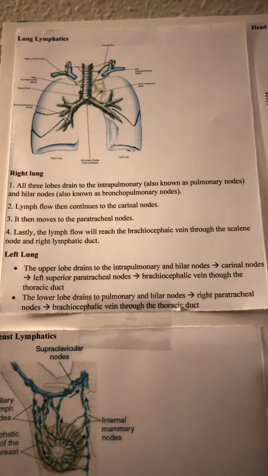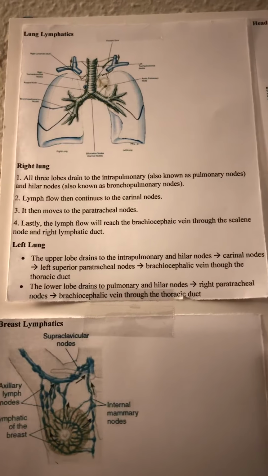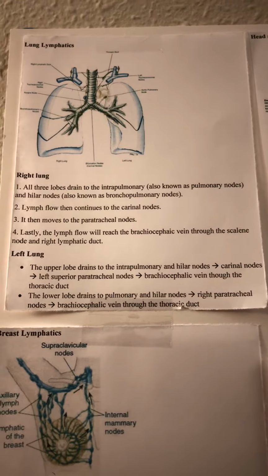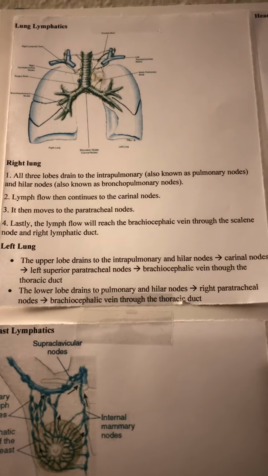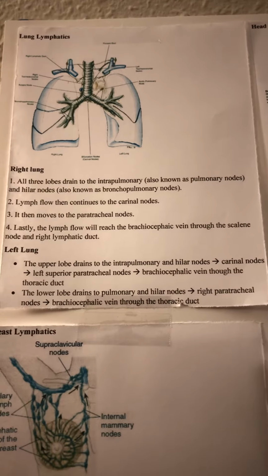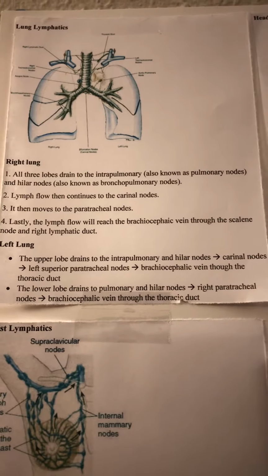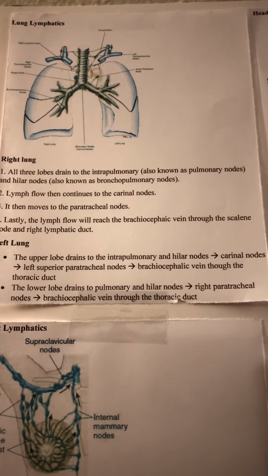For the left lung, the lobes drain differently, so the upper lobe drains to the intrapulmonary and hilar nodes, then goes to the carinal nodes, the left superior paratracheal nodes, the brachiocephalic vein, and then to the thoracic duct. And then the lower lobe drains to the pulmonary and hilar nodes, the right paratracheal nodes, and the brachiocephalic vein, again through the thoracic duct.